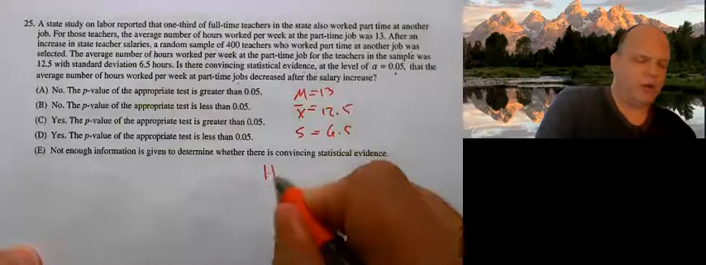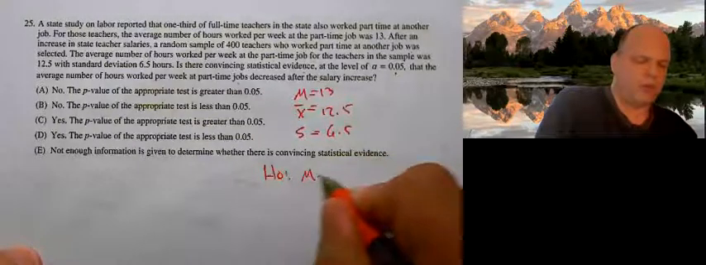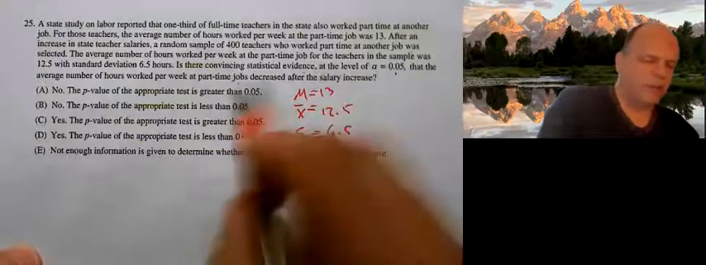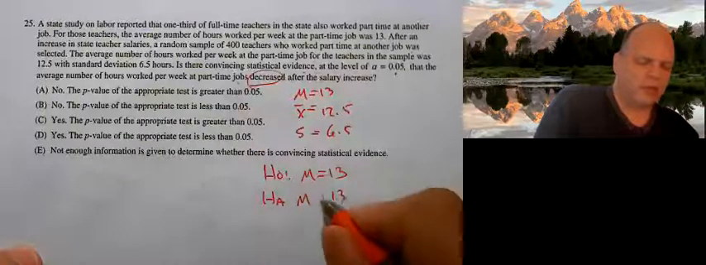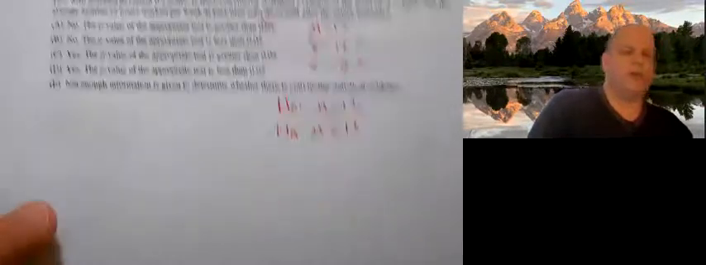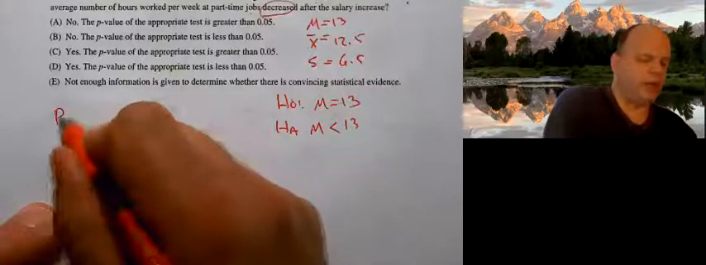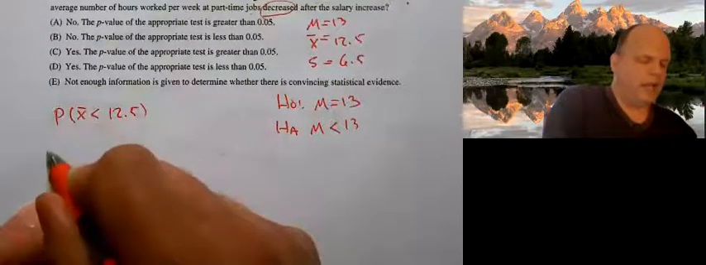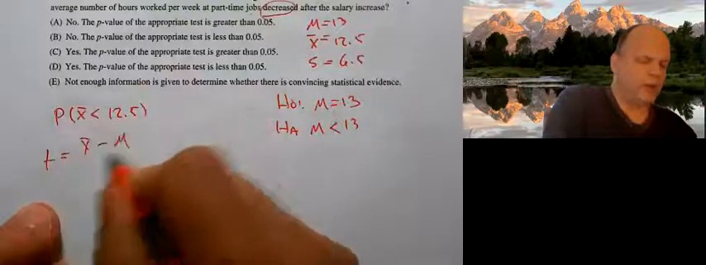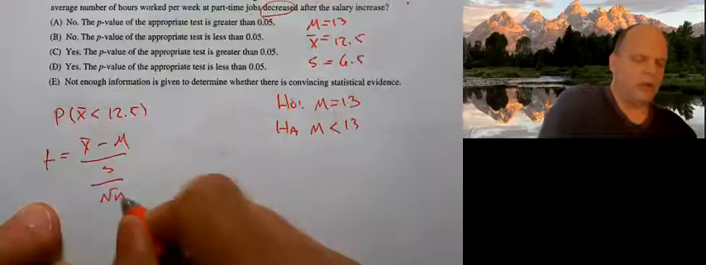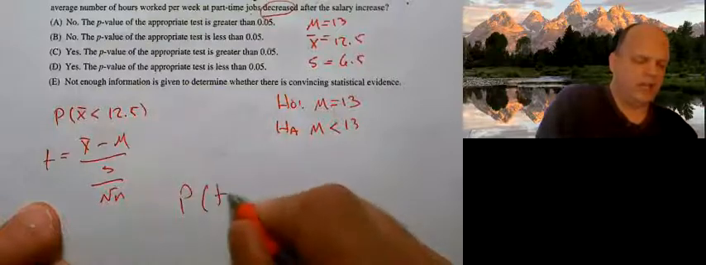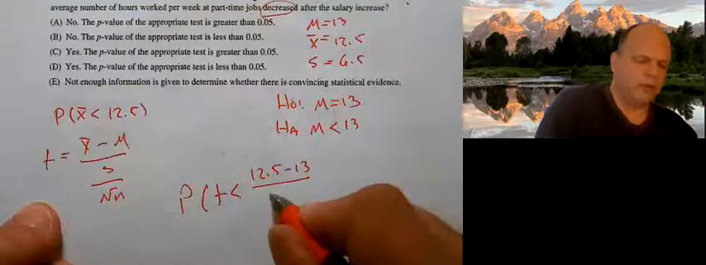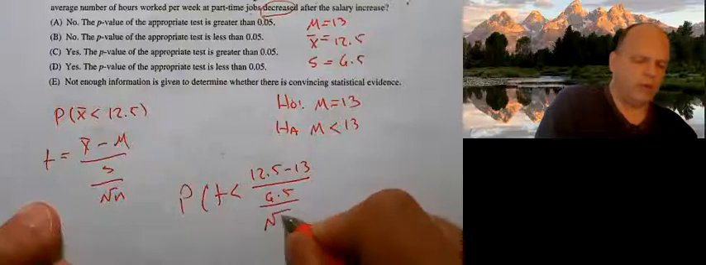So here's what we have. H0: mu equals 13. That's what it used to be. HA: we want to know if it decreased. That's the key word. This is 13, so is mu less than 13? So we're going to go ahead and set up our T statistic because we want the probability of getting an X bar less than 12.5. And T equals X bar minus mu over S divided by the square root of N. So we want the probability that T is less than 12.5 minus 13 over 6.5 divided by the square root of 400.